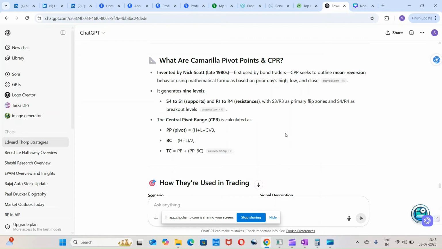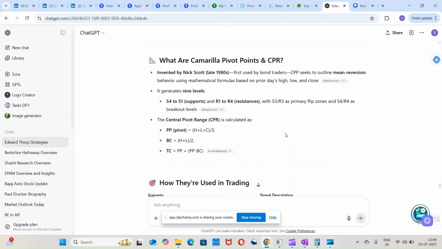But S3 and R3 are the primary flip zones for Camarilla pivot points, and S4 and R4 are breakout levels. At S3, if the price is moving down, it will take support there and go up. At R3, if the price is moving up, it will take resistance and move down. That's the general trend. If the price breaks S3 and then S4 also, you can understand that it's a downtrend, and if it breaks R4, then it's an uptrend. We can identify that and take a breakout trade there instead of a reversal trade at S3 and R3.